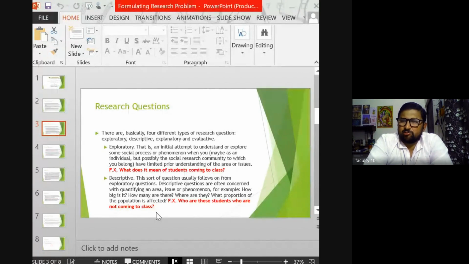So descriptive questions are concerned with quantifying an area or issues or phenomena. Now they will say why they are coming to class. Maybe they will say that they are coming to class for marks. They are coming to class for attendance. They are coming to class because they want to get SSB.